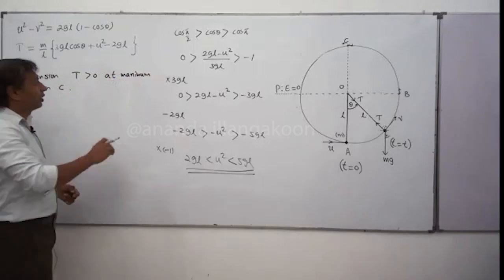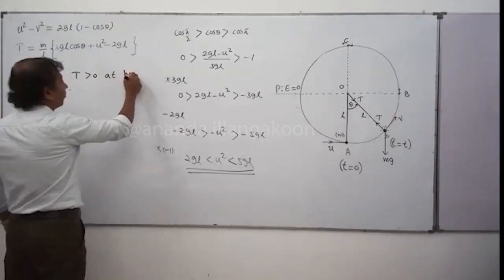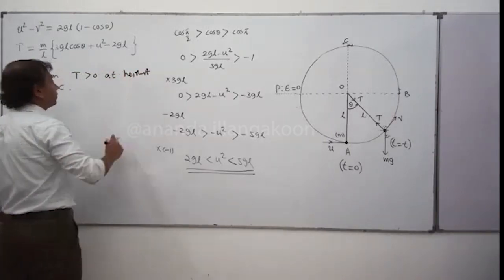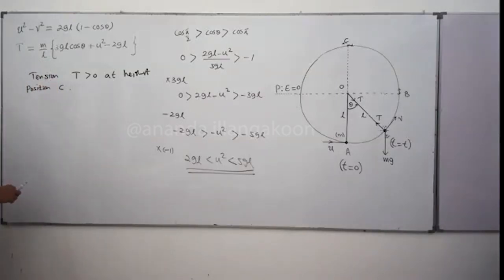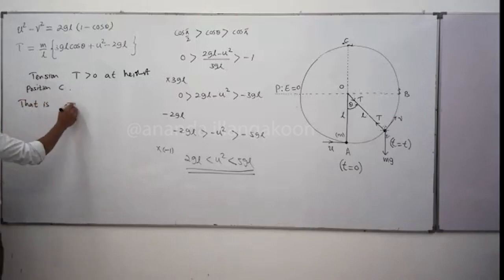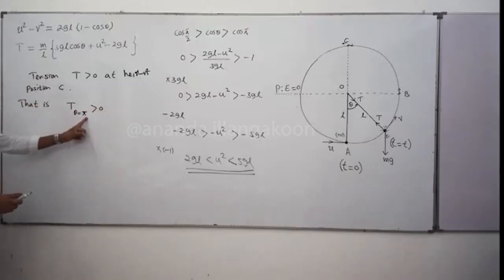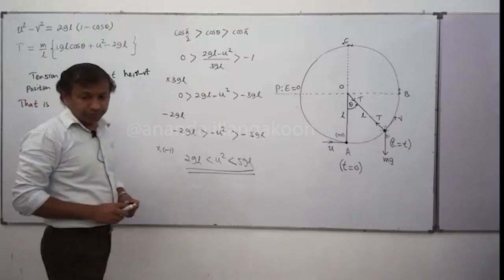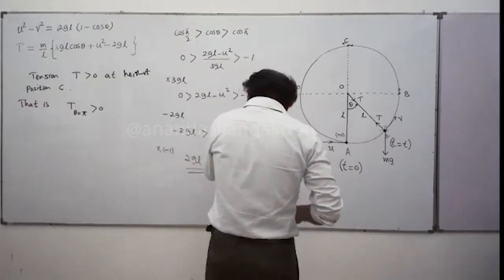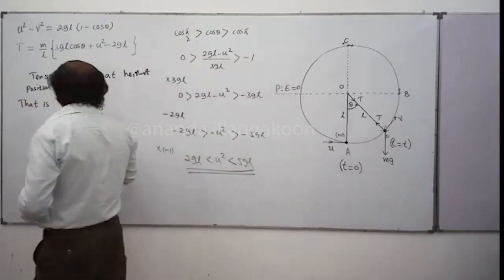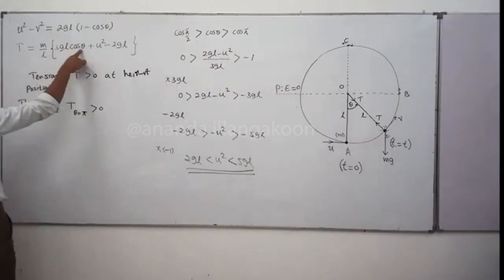Not maximum position, highest position. Highest position C. The tension is greater than 0 at the highest position C. You can write that as tension T at theta equals pi greater than 0. Then tension T at theta equals pi can easily be found by putting theta equals pi here.